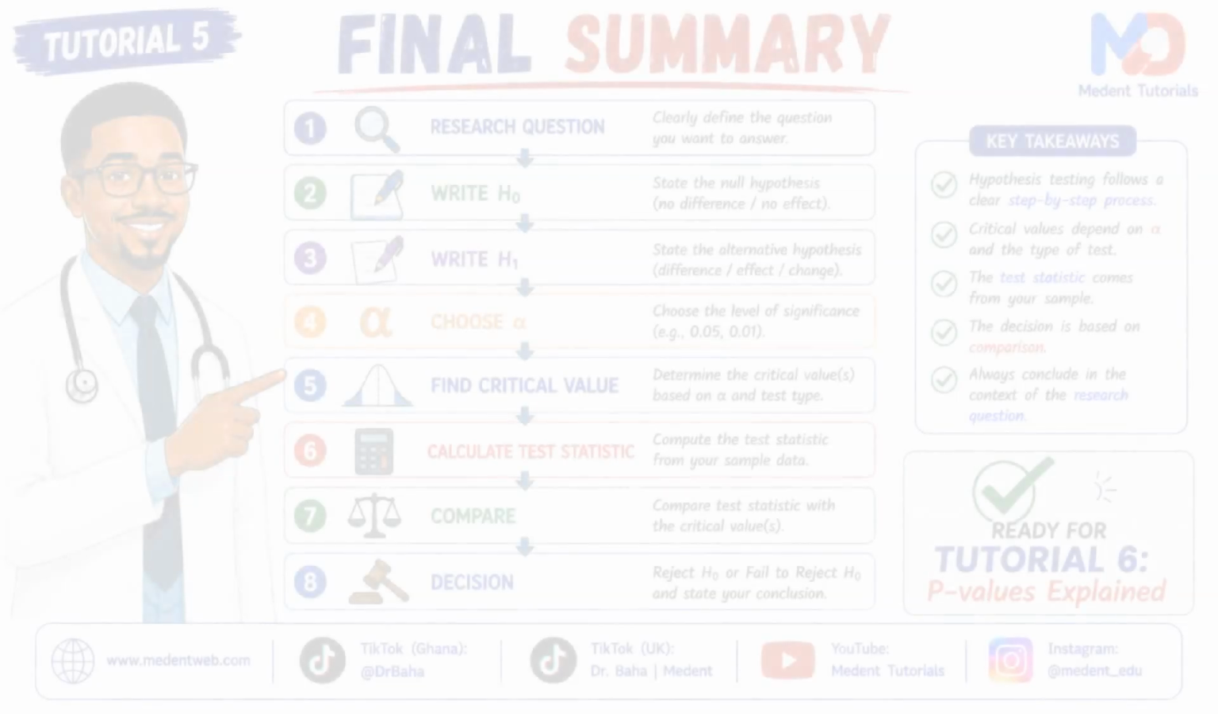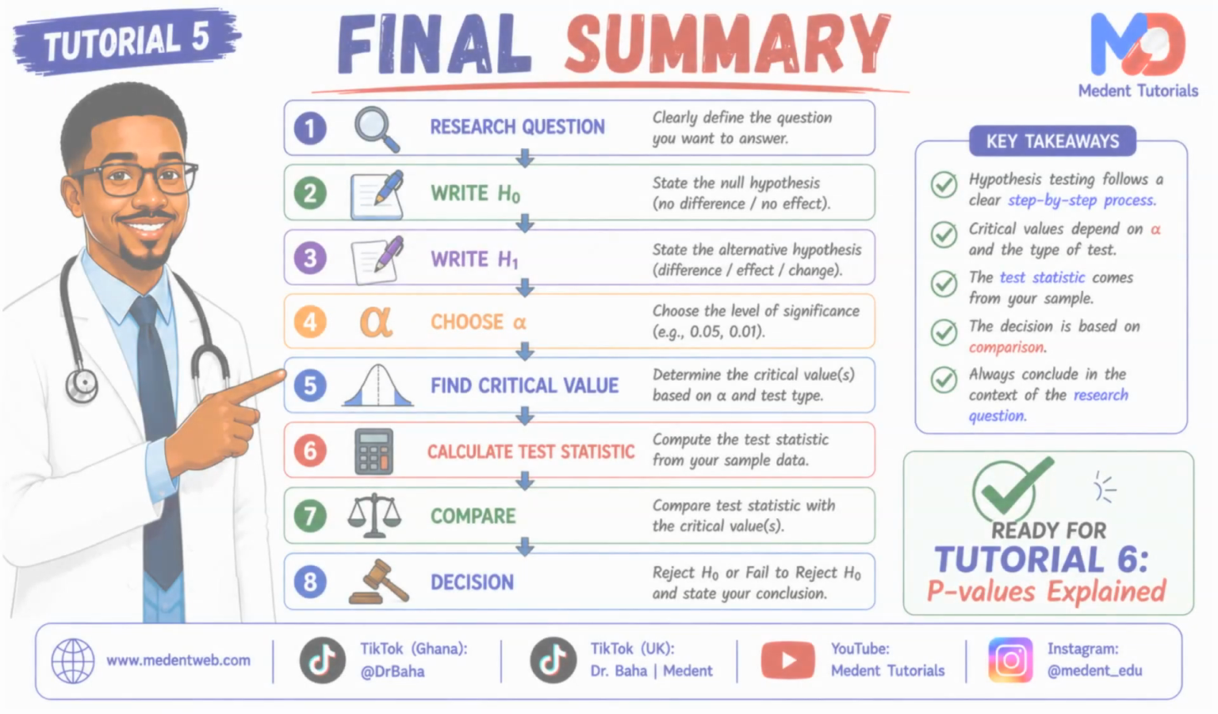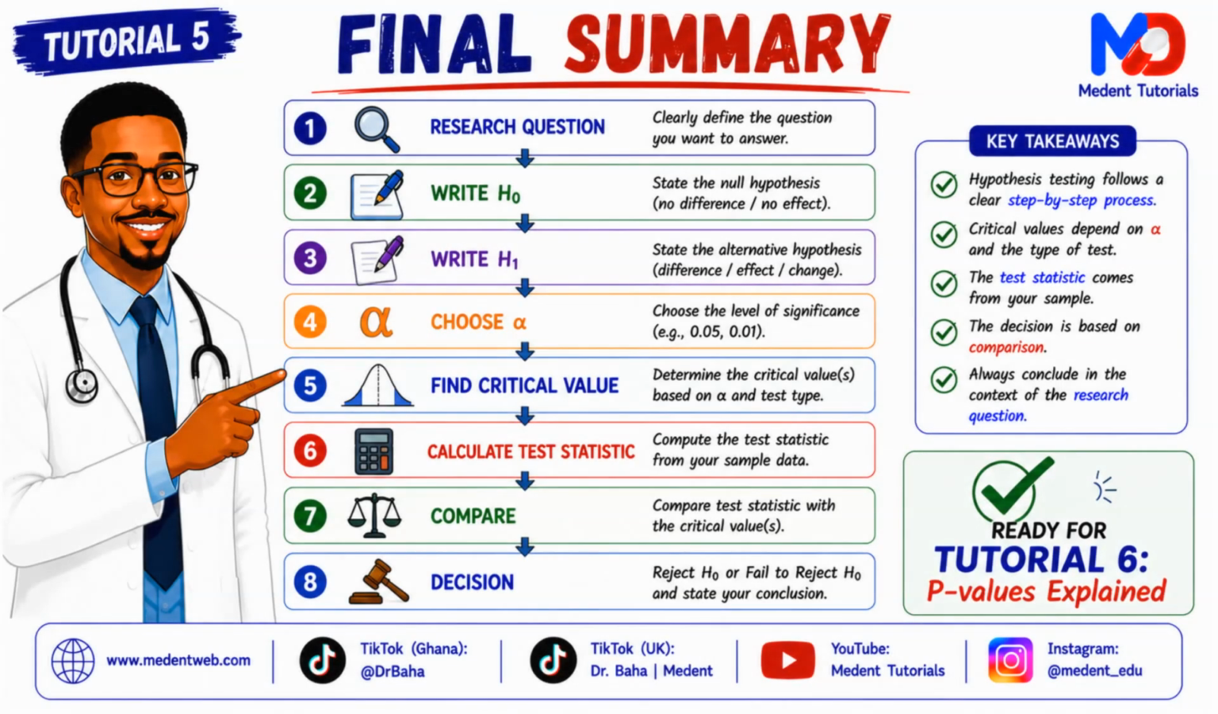In summary, you now know how to use critical values and decision rules in hypothesis testing. These concepts are used in almost every statistical analysis. In our next tutorial, we will introduce the p-value and show how it provides another way of making statistical decisions.